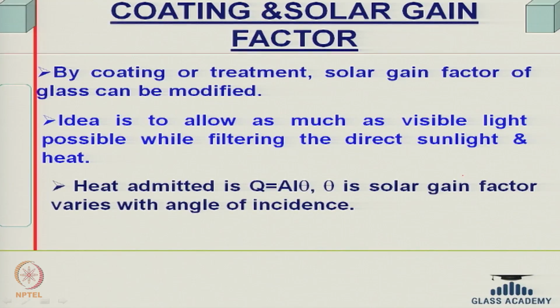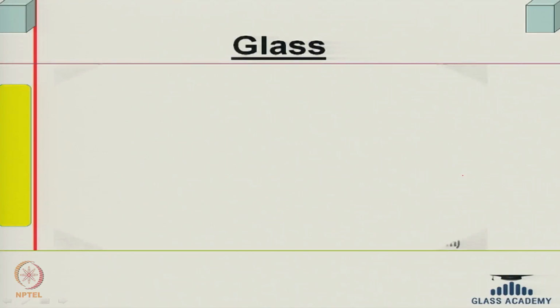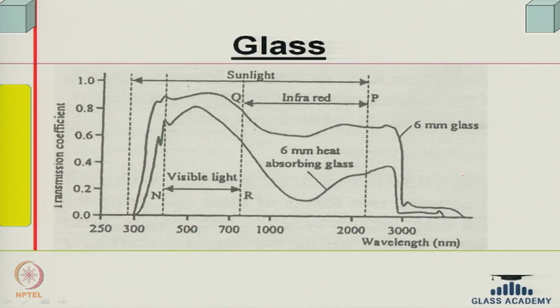So, heat admitted is Q_AI times theta, where theta is the solar gain factor. It varies with angle of incidence. Typically, in the good old days there were old glasses, and now there are modern glasses. If you go through a course on glass technology, they would tell you what the different types of glass are and what material science and technology advancement has occurred. But typically you can see some 6 millimeter glass.